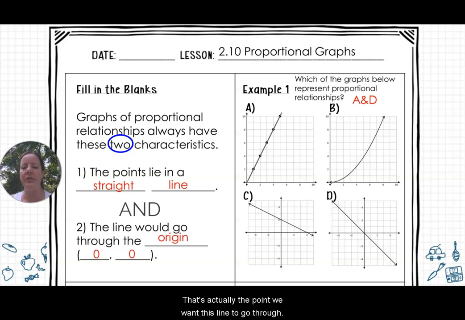Okay, we want this line to go through 0, 0. And that's what D is doing. Okay, we are going through the origin, and it's a continuous straight line. There are no bends or curves in it. A and D are both proportional graphs. B and C are not.